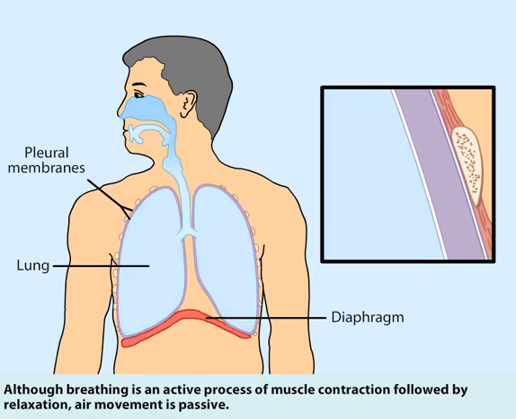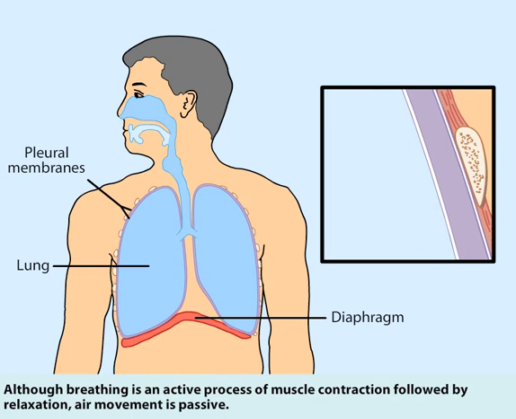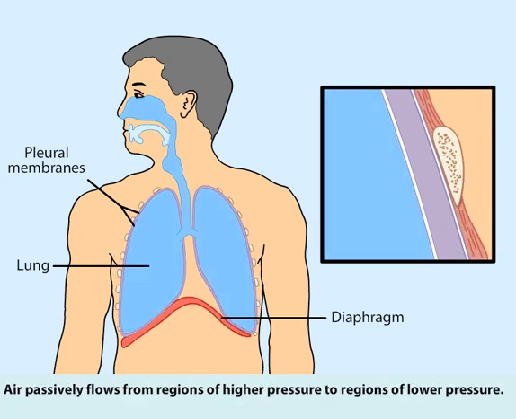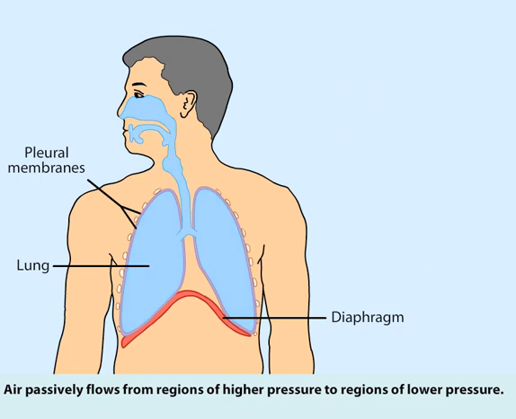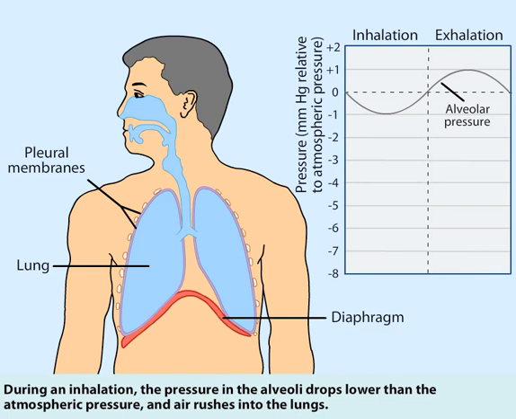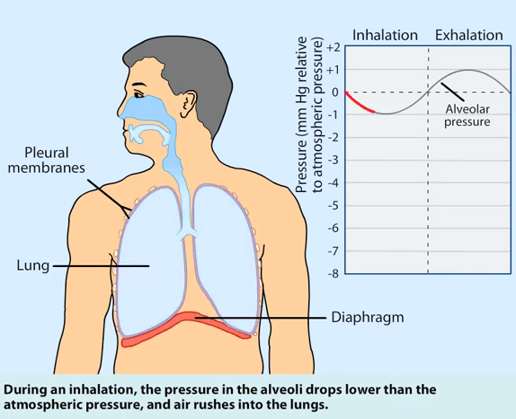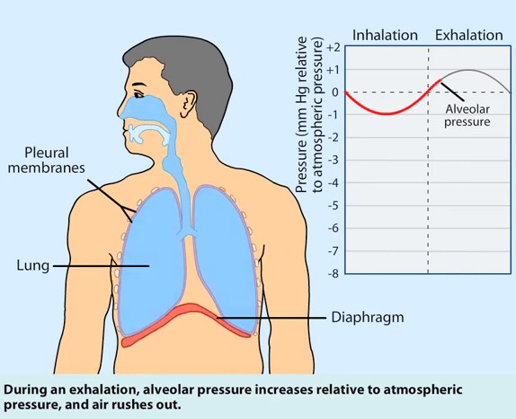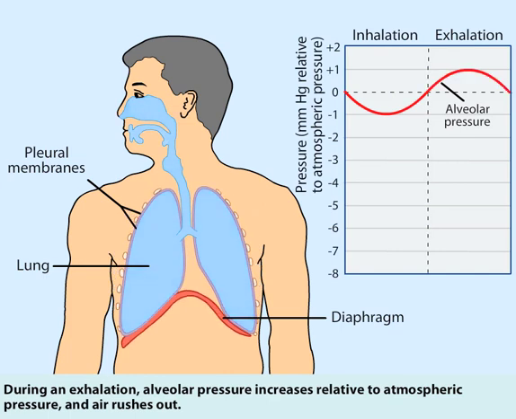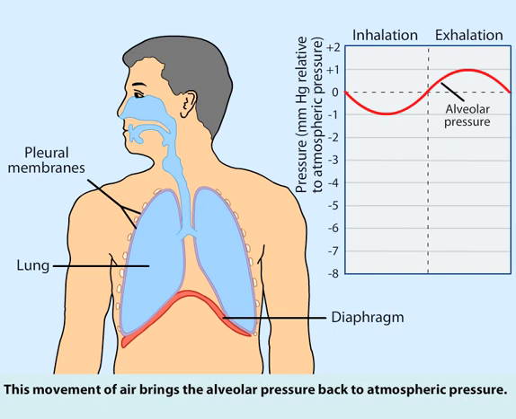Although breathing is an active process of muscle contraction followed by relaxation, air movement is passive. Air passively flows from regions of higher pressure to regions of lower pressure. During an inhalation, the pressure in the alveoli drops lower than the atmospheric pressure, and air rushes into the lungs. During an exhalation, alveolar pressure increases relative to atmospheric pressure, and air rushes out. This movement of air brings the alveolar pressure back to atmospheric pressure.